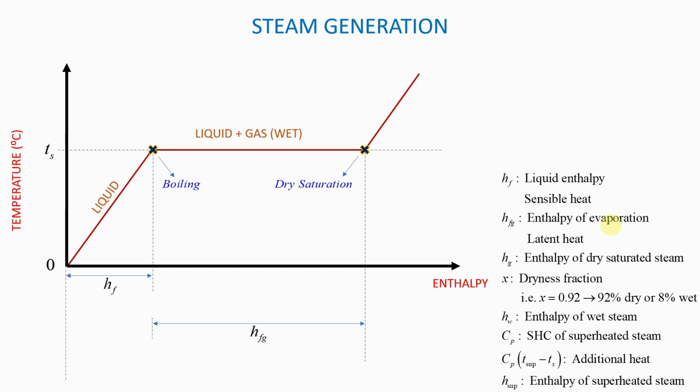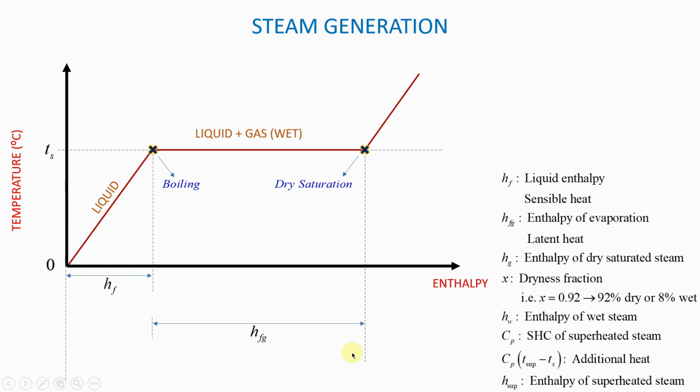Very important. And so HF that we saw earlier was the heat to take the water from 0 to boiling temperature. That is HF. And then once you've reached boiling temperature, the heat that you need to add again for the liquid to be completely evaporated and the gas to become dry saturated, that heat is HFG.